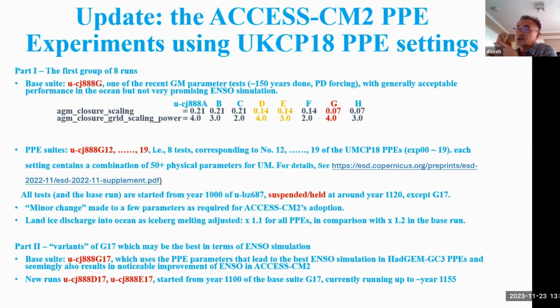The second part of today's update is that we do a little bit more. We choose one from these PPEs, and we think that one is pretty good in terms of ENSO, of course, and the other parts are not bad either. So we think this is a pretty good choice. We do something further. So that's basically two parts of today's update: one is the group of 8 PPEs, and the second part is some variants of the so-called best one we choose, with some further tests.